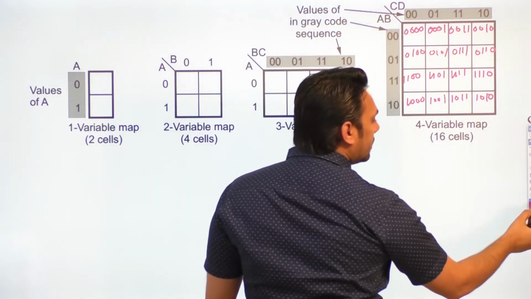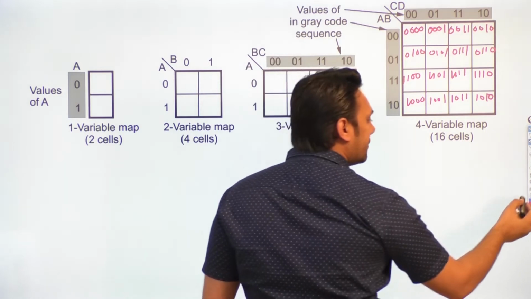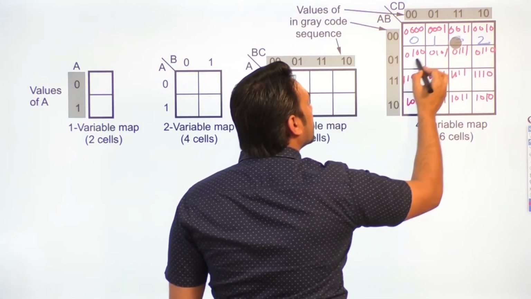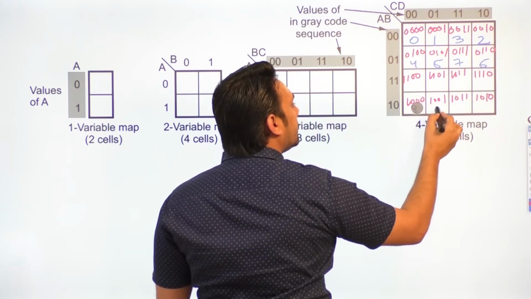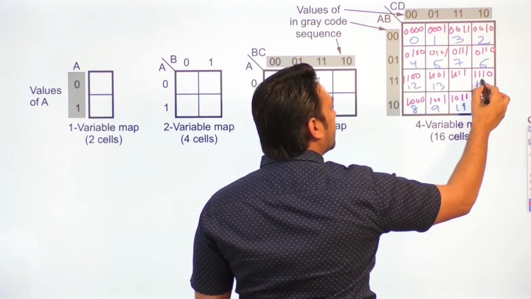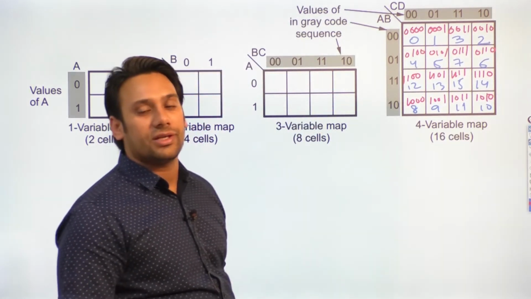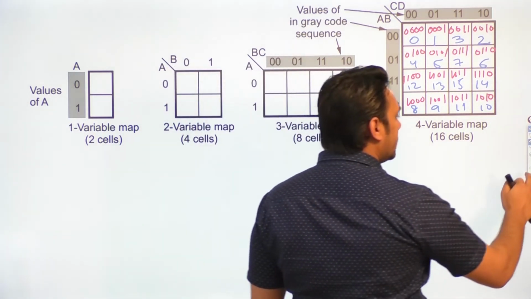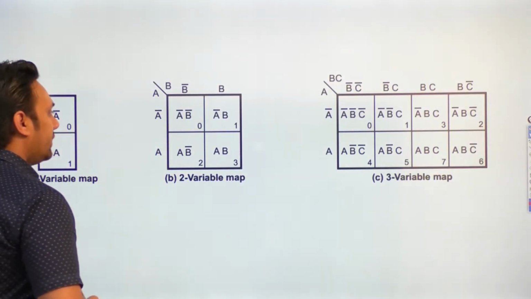So if you try to represent them with their decimal values, this is representing value 0, this is 1, this is 2, this is 3, this is 4, this is 5, this is 6, 7, 8, 9, 10, 11, 12, 13, 14 and 15. So these are the decimal values. This is how I can represent a 4 variable K-map. Clear? Okay, so a 4 variable K-map will have 16 cells.